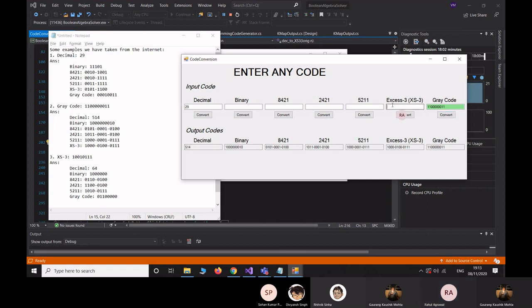For XS3 code, we are inputting 100101111. We should get decimal 64. And here we can see that the decimal is 64 and the binary is also correct. Other codes are also correct. In this algorithm, the input code was converted to a decimal number, and the decimal was then converted to the respective codes and the output was shown.